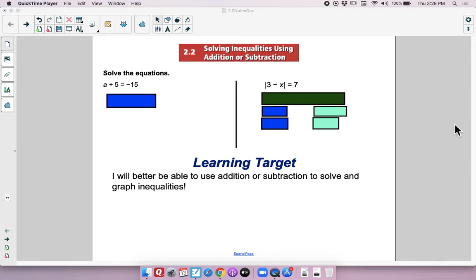Okay, here we go. 2.2, another short lesson here. We're going to solve inequalities using addition or subtraction.